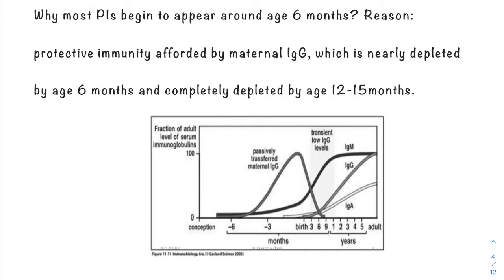Now, most primary immunodeficiencies begin around 6 months of age. They appear around 6 months of age. Why does it happen?